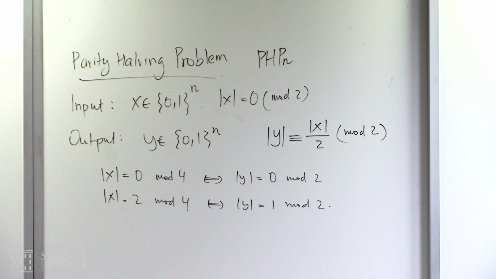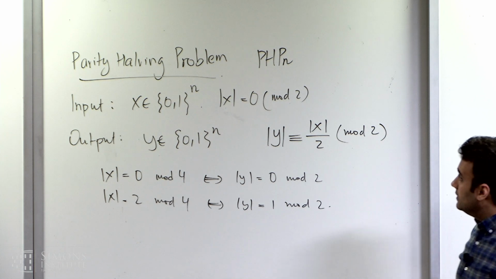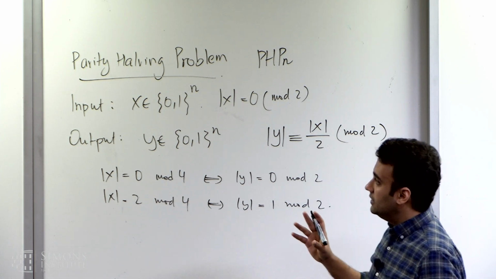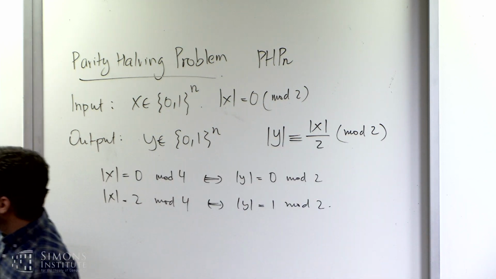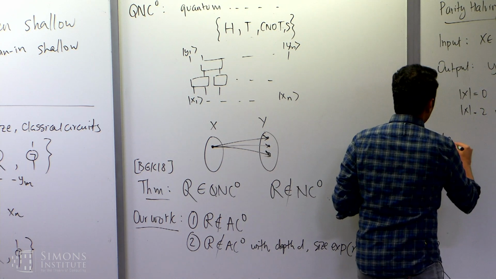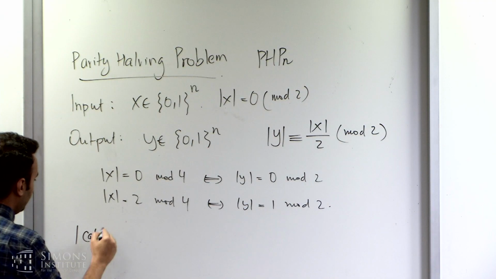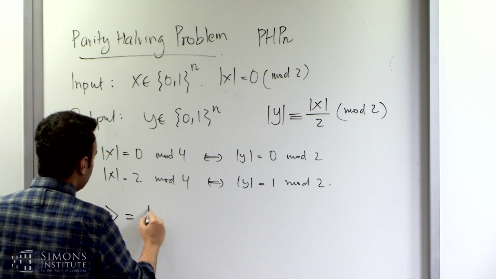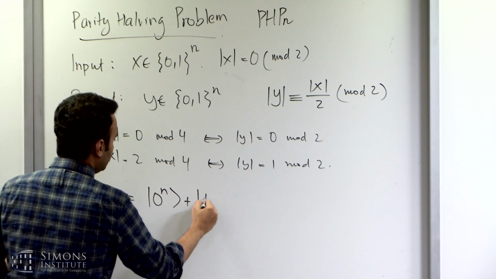Okay. And it turns out that this problem is actually pretty straightforward to solve with a QNC0 circuit if you allow me to start with a cat state. So for those of you who don't know what a cat state is, this is what I'm going to call the cat state. So cat on n qubits is just this state, all zeros plus all ones.